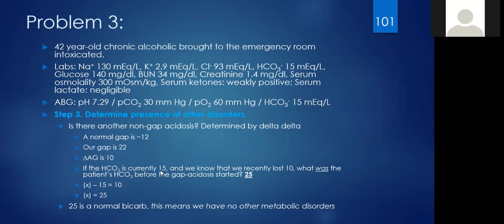If our bicarb is currently 15, which is what we started with, and we know that we recently lost 10 bicarb due to the buffering here, what was the patient's bicarb before this gap acidosis started? It's 25, and we get that from 15 plus 10. The end result is that you've got an expected bicarb of 25, which means since that's normal, there's no other metabolic disorders ongoing right now.